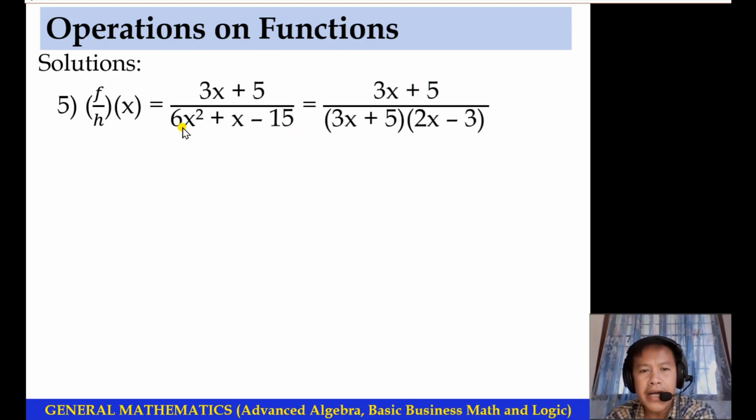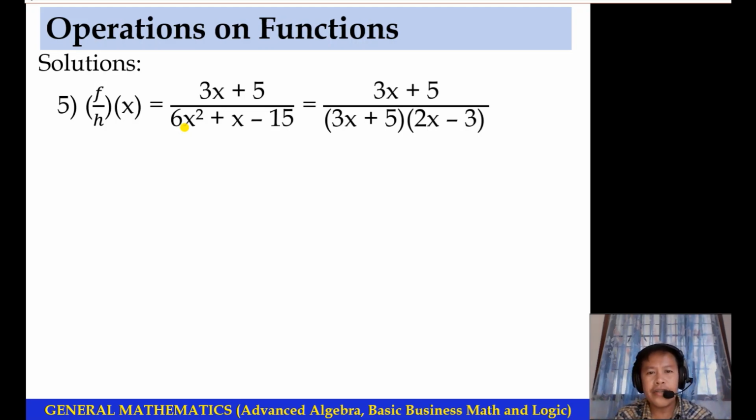Now, how are you going to factor quadratic polynomials? What you need to do is to consider the first and the last terms only. What are the factors of 6? The factors of 6 are 1, 2, and 3, of course. And what are the two factors of 6 which, if you multiply them, the result is 6? You have 1 and 6.